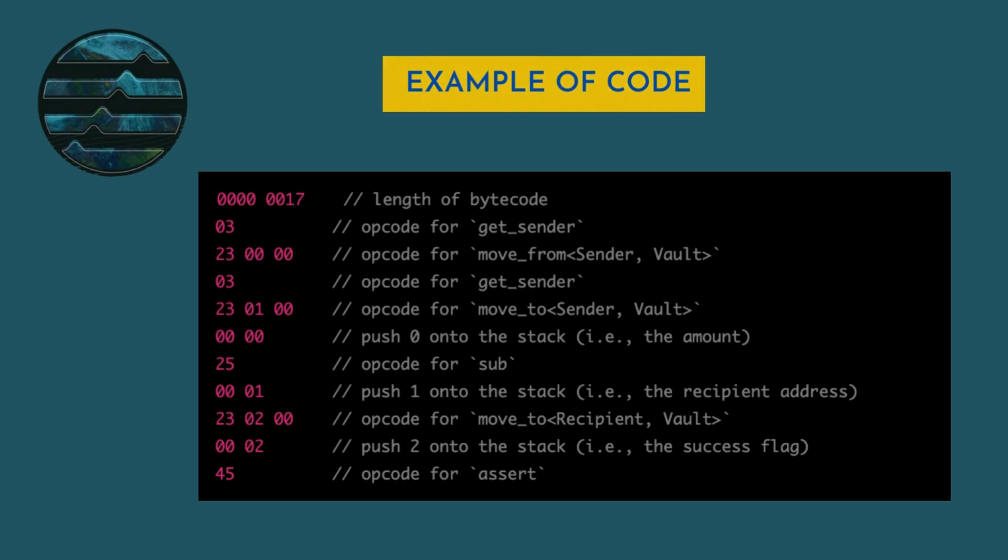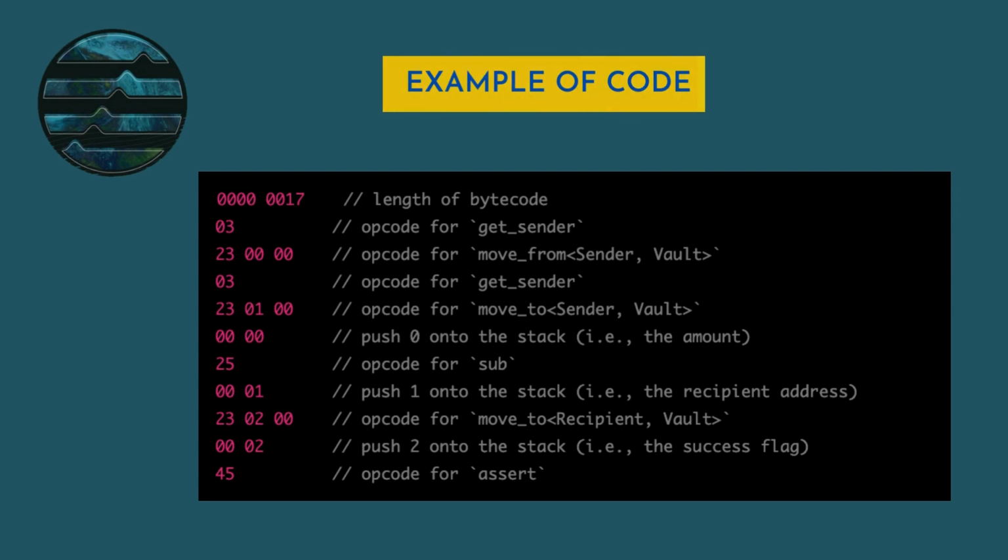The third line, 230000, represents the move_from sender, vault instruction, which moves the sender's vault resource into memory. The fourth line, 03, again represents the get_sender instruction, which pushes the sender's address onto the operand stack. The fifth line, 230100, represents the move_to sender, vault instruction, which moves the updated vault resource back to the sender's account.